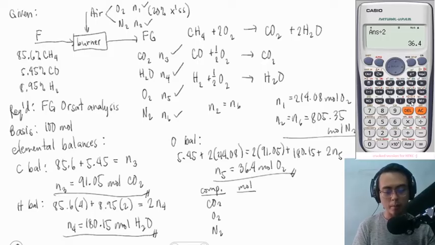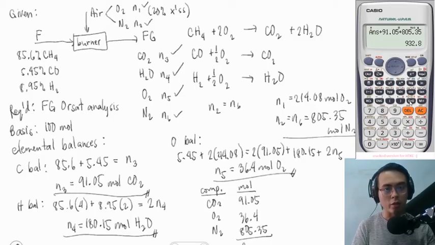CO2 is 91.05. O2 is 36.4. N2 is 805.35. Get the total. 36.4 plus 91.05 plus 805.35. Okay, total 932.8, and you can now get either the percent by mole or the mole fractions. Let's do the percent by mole.